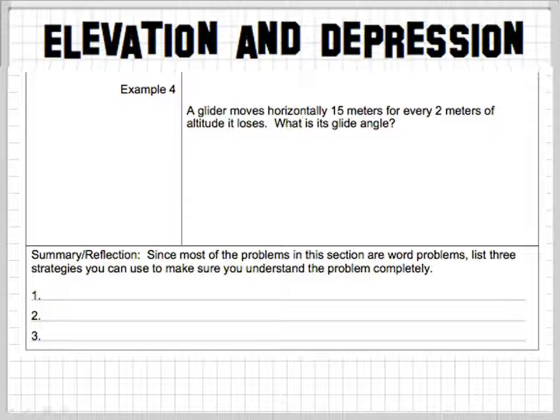Okay, here is the last example I would like to work on with you guys. It says a glider. It should say a glider flies horizontally, because that might help you figure out what a glider is. Horizontally, for every 2 meters of altitude it loses, what is its glide angle? Hey guys, can you tell me what altitude means? Because some people might see that and freak out. What does it mean? It's like height? Yeah, it's like height.